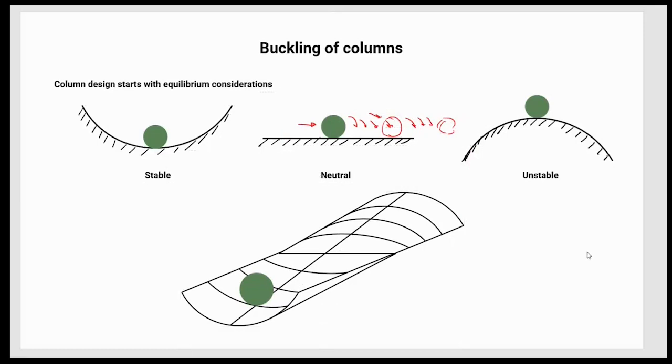It looks pretty clear that depending on where this sphere is located along this axis here, the sphere would go from a stable equilibrium to an unstable equilibrium, crossing the line of neutral equilibrium. And columns fail in that fashion.